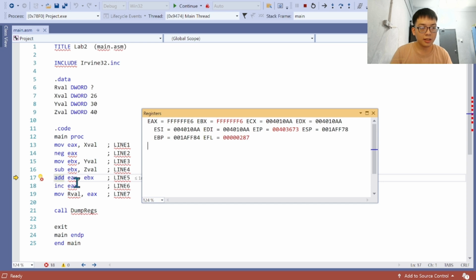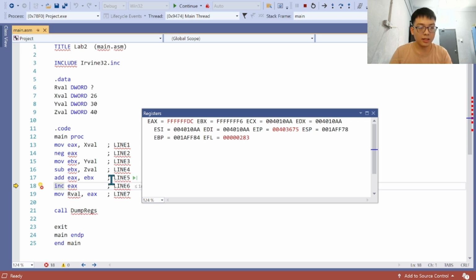In this line, add the EBX to EAX. After execute this line, the EAX becomes FFFFFFDC, and this line increases the EAX by 1. After execute this line, the EAX plus 1, and this line moves the EAX into R-val. And we can't see the result of R-val because R-val is not a register. And finish the debug.